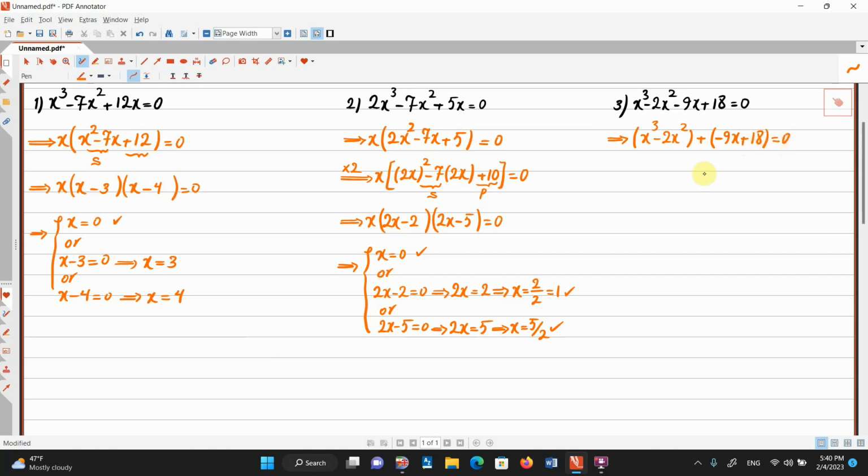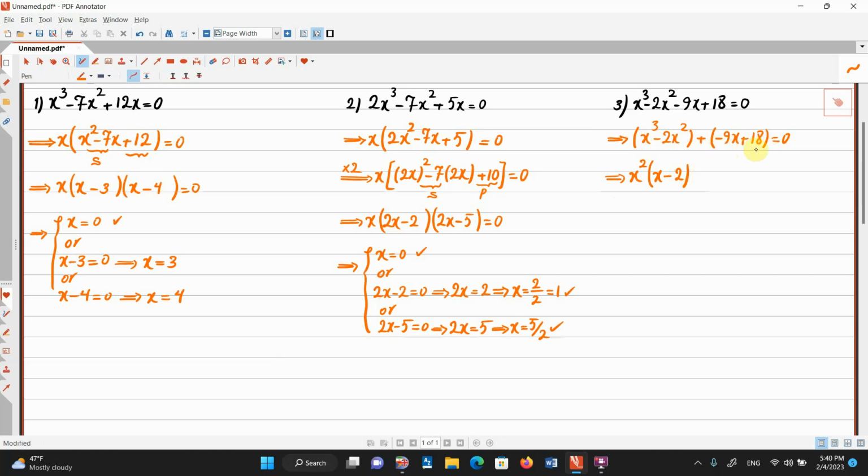In this form, go to the first group and find the GCF inside the first group. The GCF is x squared, which is common. We can factor out the common part, x squared. If you factor out the common part, from the first term remains x, and from the second term remains just negative 2.